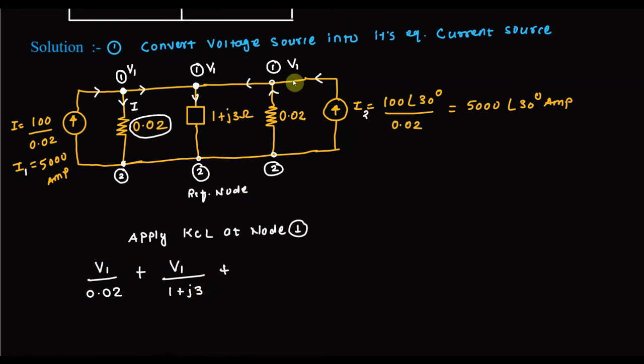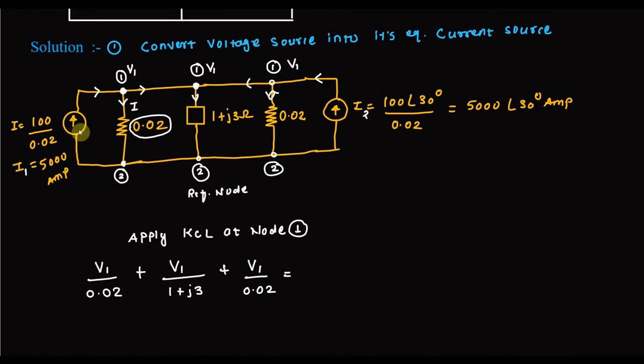We have to add all these currents. Similarly, what is the voltage here? You can see the voltage is V1, and if the current is this way, it is voltage by resistance. So voltage upon 0.02. There are three elements. We will find out the current through all these three elements and add them, equal to the current source.